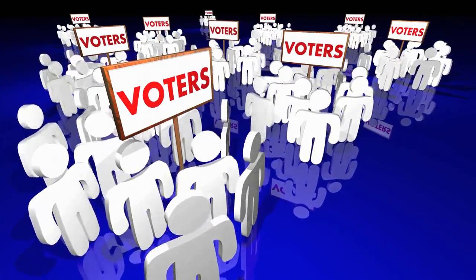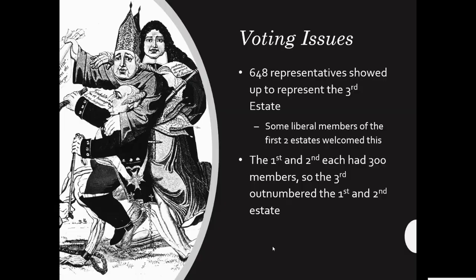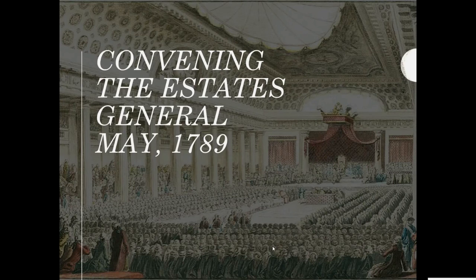But Louis XVI is not making a ruling as to how the actual voting will proceed, and so no voting's happening. No change is happening. They don't know what to do when they convene in May of 1789 in Versailles. They don't know what to do. So if you don't know what to do, what are you going to do?